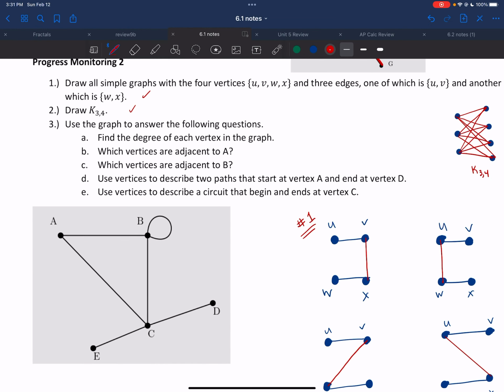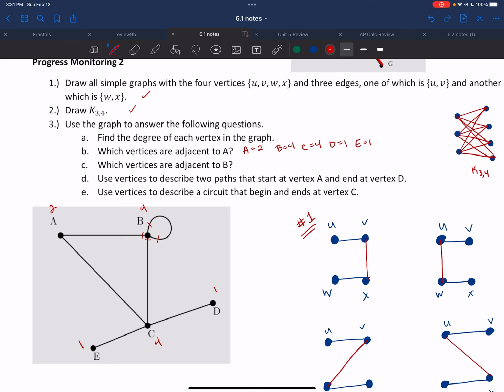So A has 2, B has 4, because a loop counts as 2, and then it's got another 2. D has 1, C has 4, and E has 1. So A equals 2, B equals 4, C equals 4, D equals 1, and E equals 1.